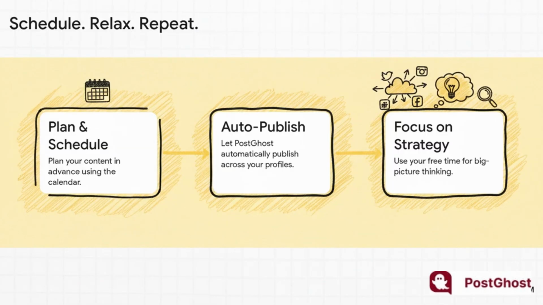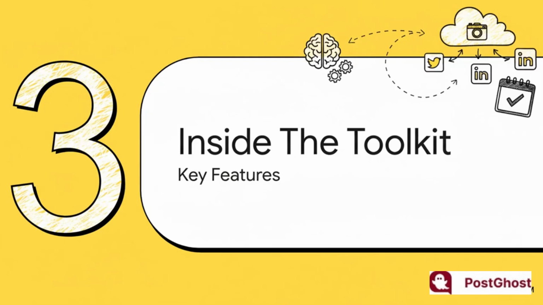And the workflow they're promising? It's honestly as simple as this. Schedule, relax, repeat. You plan and schedule all your content ahead of time. Then, you just let PostGhost do the auto-publishing for you. And boom, that gives you back all this time to focus on that big picture strategy. It's a pretty sweet loop. All right, so that's the big idea. Now let's actually pop the hood and take a look at the key features that make all this automation happen.